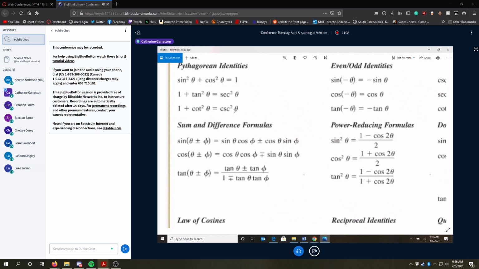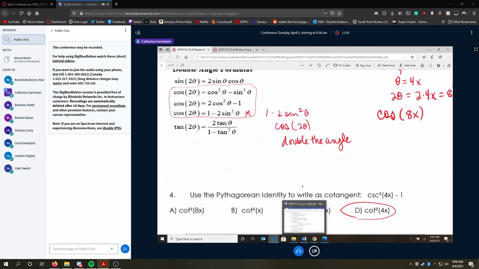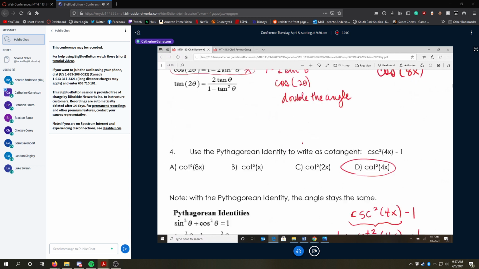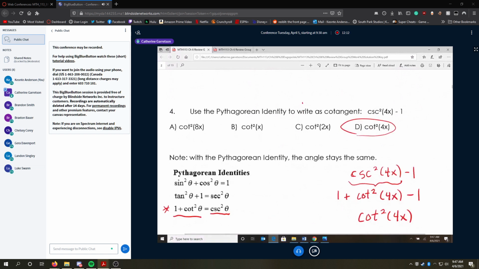If I subtract the 1 to this side, then I will have cosecant squared subtract 1, which would just be equal to cotangent squared of the same angle with the Pythagorean identity. Notice that the angle is the same with the Pythagorean identity. So be careful with the angles. Pythagorean identity, the angle stays the same. Okay, any questions on that one?